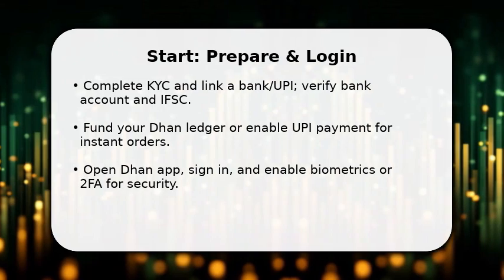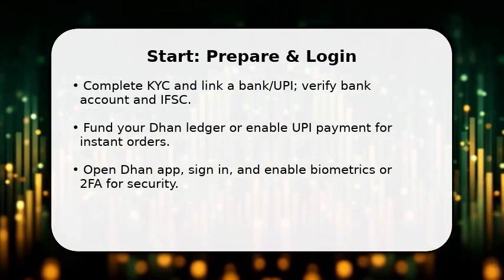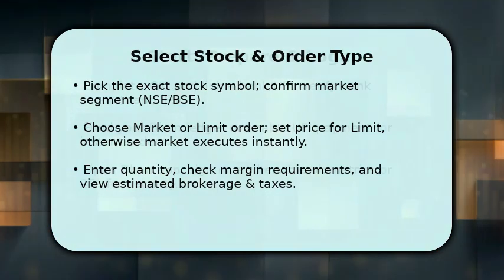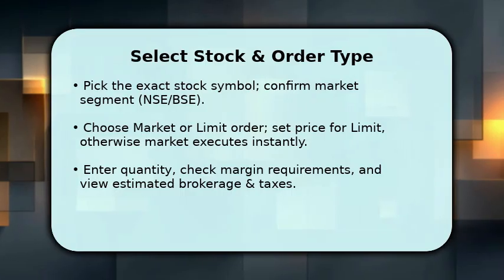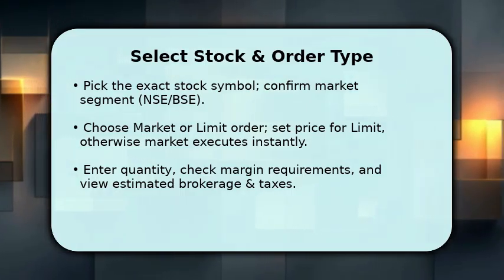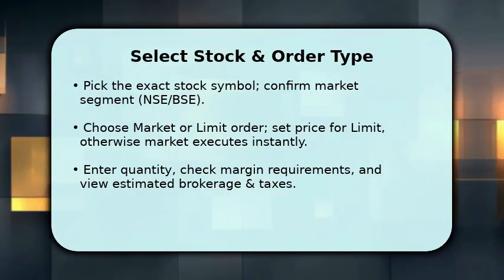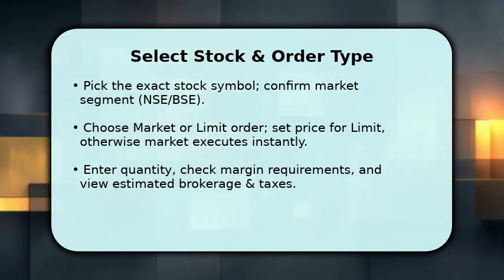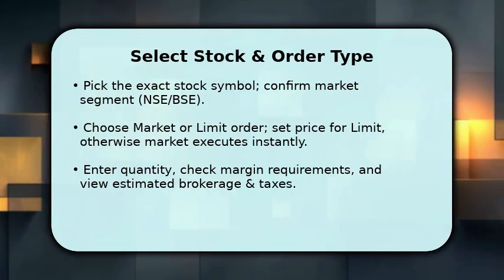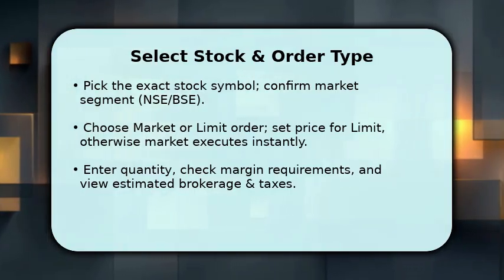With the stock page open, pick the correct symbol and confirm whether you want NSE or BSE execution. Once selected, decide market for immediate execution or limit to control price. Set the limit price carefully based on recent bids. Enter quantity. Dhan shows required margin and estimated brokerage plus taxes.